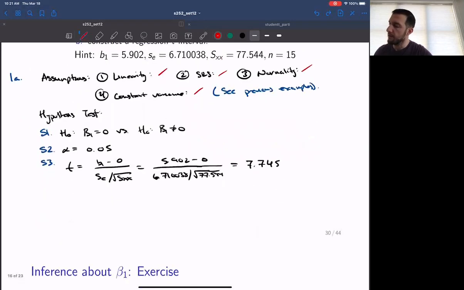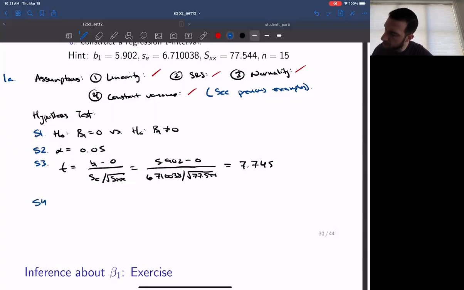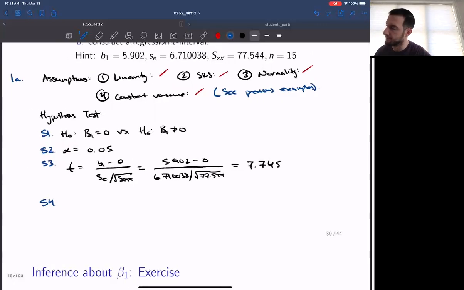Okay, so the hypothesis test. On step 1, we have our null and alternative. For this particular test, it's a stock null and alternative. So it's always the two-sided test of beta 1 equal to 0. Step 2, significance level. Step 3, we compute our test statistic. Okay, so now on step 4, we can take either the p-value approach or the critical value approach.